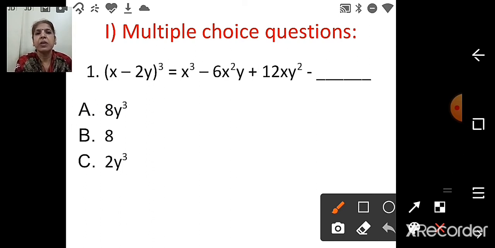So you are going to keep your notebook ready with you, and wherever required you are going to solve it.